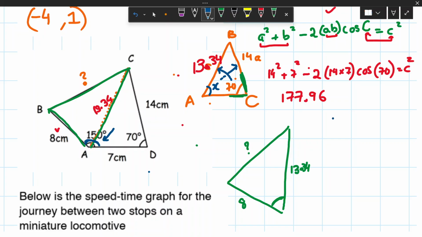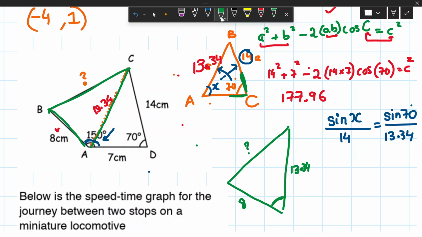I am finding an angle, so I am going to write the angle part first. So that's sine of the angle x, which I'm looking for. Opposite to that is the side 14. So sine x over 14 is equal to, look at the other pair of angle side you've got, sine of the angle 70 over the side that is opposite to that, that will be 13.34. Now you're going to cross multiply this and find the angle x. So I've got sine 70 times 14 over 13.34.